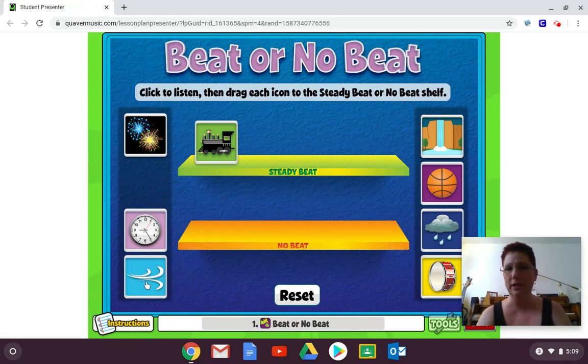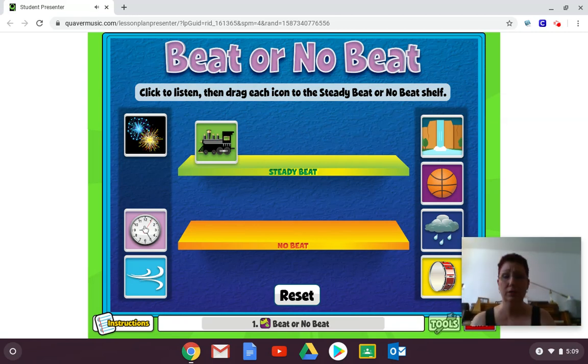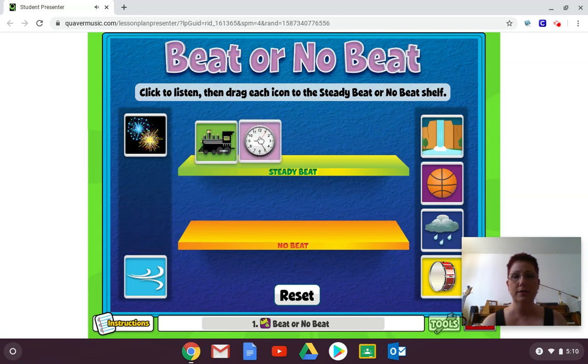Let's go down to the wind. That was hard. What about this one? Did you see me bouncing my head? I could keep a beat to it. So I'm going to drag that over to steady beat.